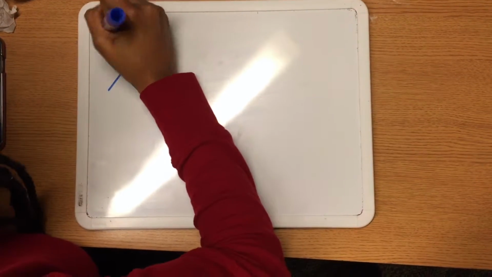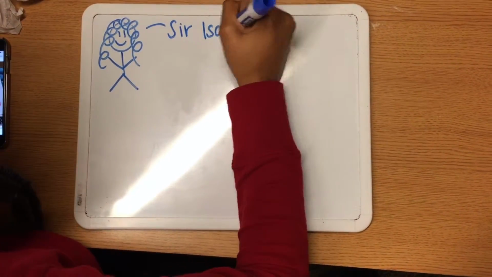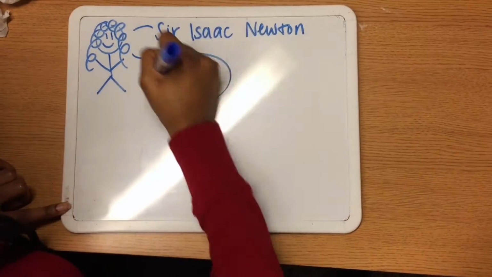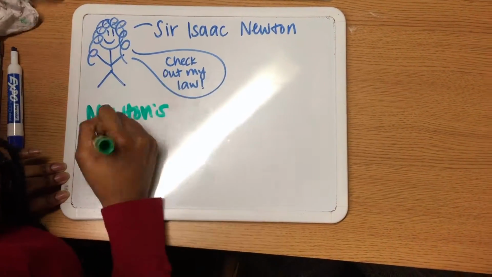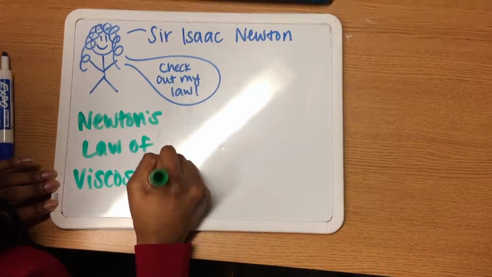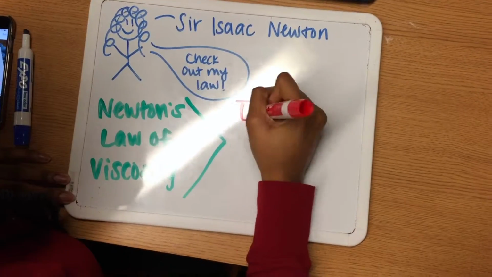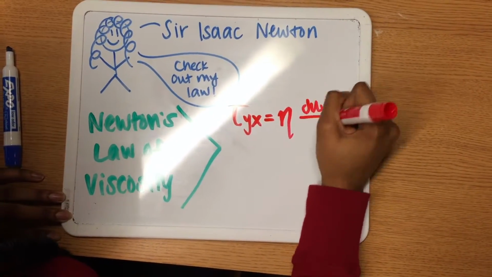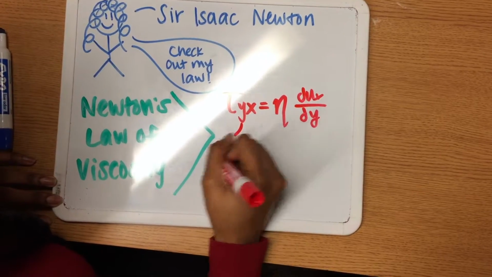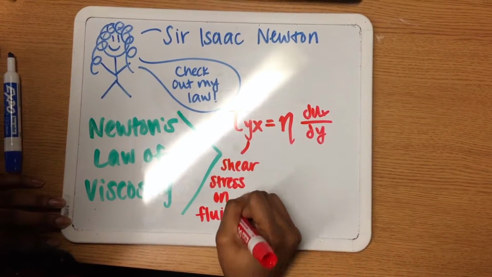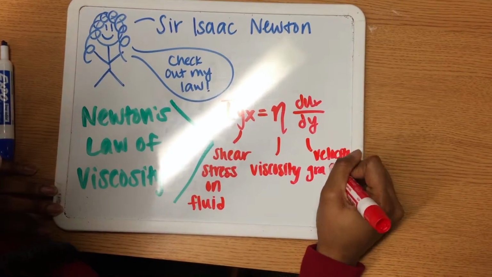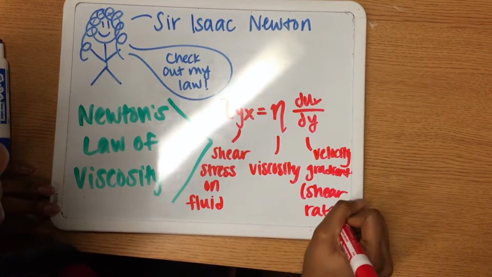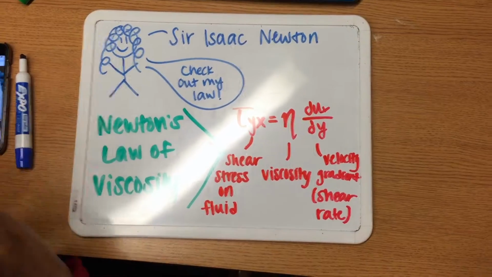Isaac Newton is famous for creating an equation relating the stress exerted on a fluid to the gradient of the speed of its flow. Newton's law of viscosity equation is as follows. Tau yx is equal to eta times du dy, where tau yx is the shear stress exerted on the fluid, eta is the viscosity of the fluid, and du dy is the velocity gradient, or the shear rate.